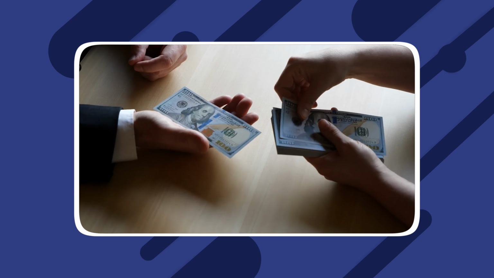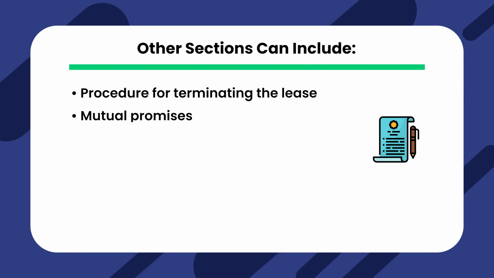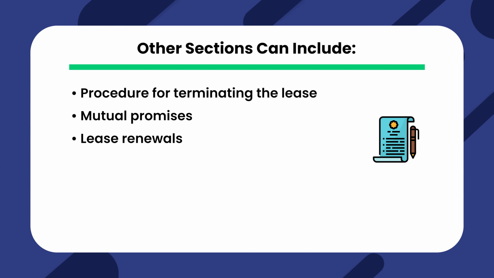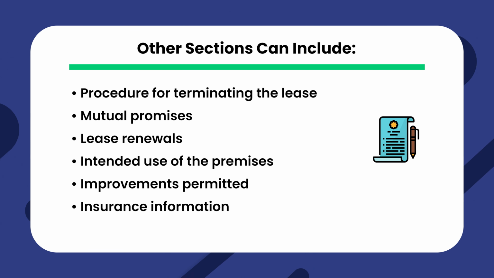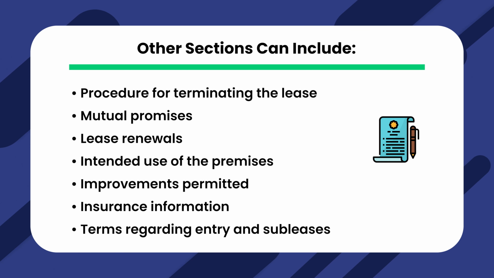Security deposits are an important part of commercial leases as well. As a landlord, you must specify the security deposit amount and where it will be stored. Towards the end, there should be a section for names and signatures along with the date of signing. Other sections can include the procedure for terminating the lease, any mutual promises, lease renewals, intended use of the premises, any improvements permitted, insurance information, and terms regarding entry and subleases.